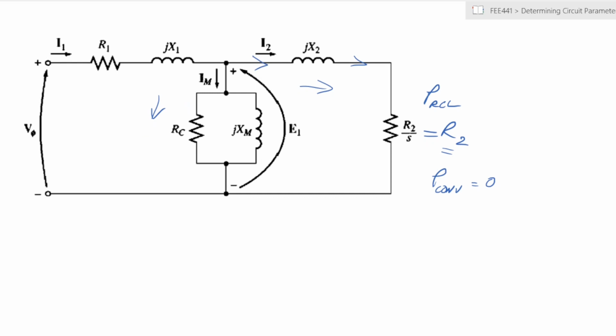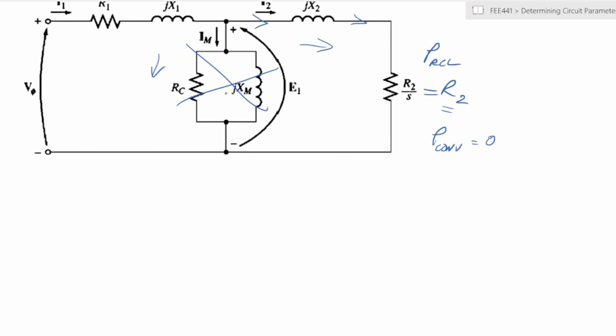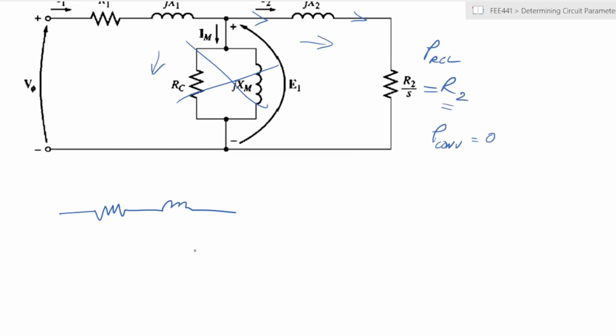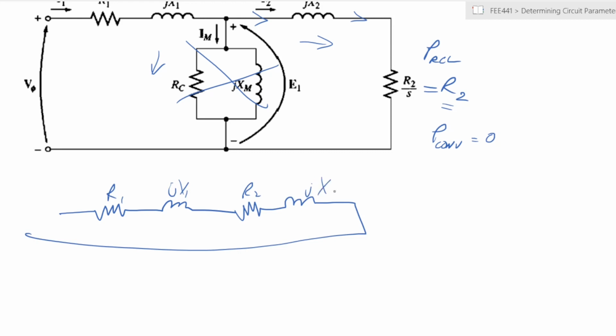For all intents and purposes, you can disregard this arm, because that impedance is so high it has a negligible impact on the circuit. So you would actually end up redrawing the circuit as R1, jX1, R2, jX2, okay? So this is your locked rotor test final circuit, and you have a phase voltage and current I, right?